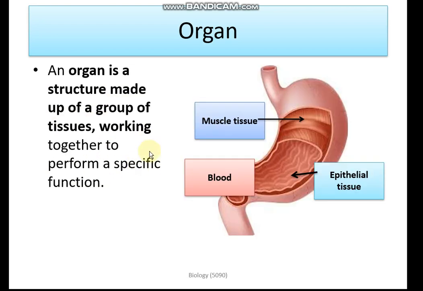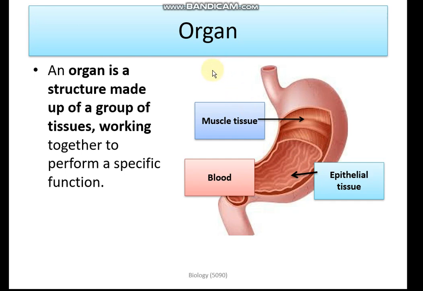The next thing that we will be learning today is organ. In case of organs, different tissues work together to perform a specific function. For example, over here this is a specialized organ, and I'm sure you're familiar with this organ. The name of the organ is stomach. In stomach, muscle tissues and epithelial tissues work together to perform the function. So when different types of tissues work together, they form organ.